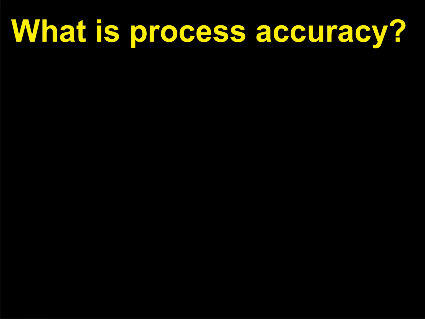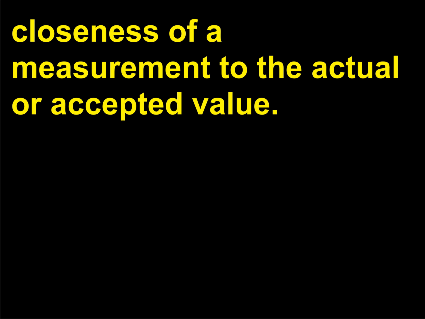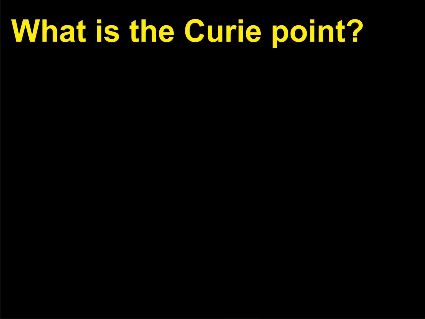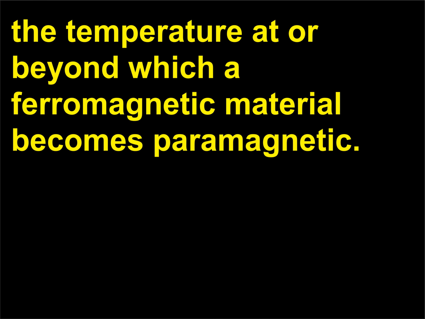What is accuracy? Closeness of a measurement to the actual or accepted value. What is the Curie point? The temperature at or beyond which a ferromagnetic material becomes paramagnetic.